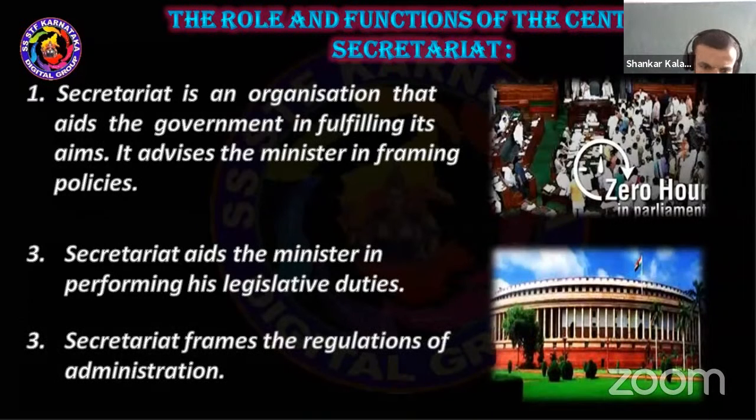Then the third: the secretariat frames the regulations of administration. Whatever rules and regulations are required to manage or run the administration are all prepared by the secretariat. It forms all the rules and regulations that they require to carry on administration smoothly.